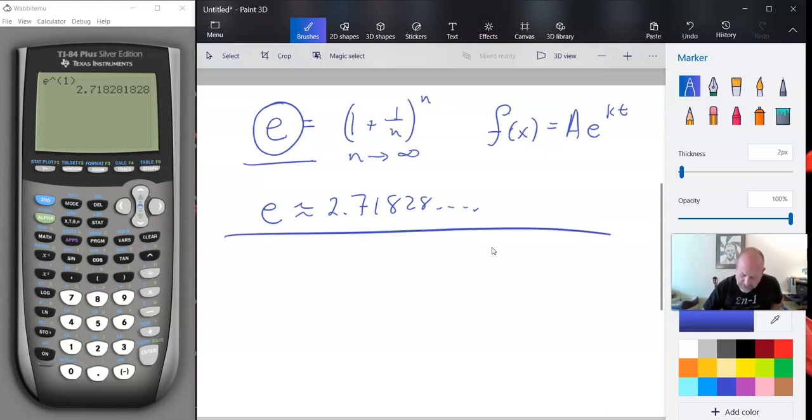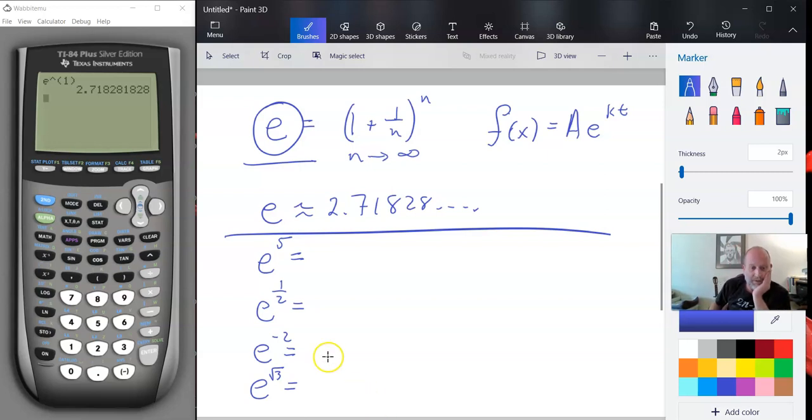Okay, so here's what I want you to try to compute. First of all, e to the fifth, and then e to the 1/2 power, e to the -2 power, and then e to the square root of 3. These are all types of things that we may have to compute. So go ahead and pause it here. Make sure you can get those things to fall out of your calculator, and then we'll compute them. You'll be able to see on the screen here how to plug things into the calculator.